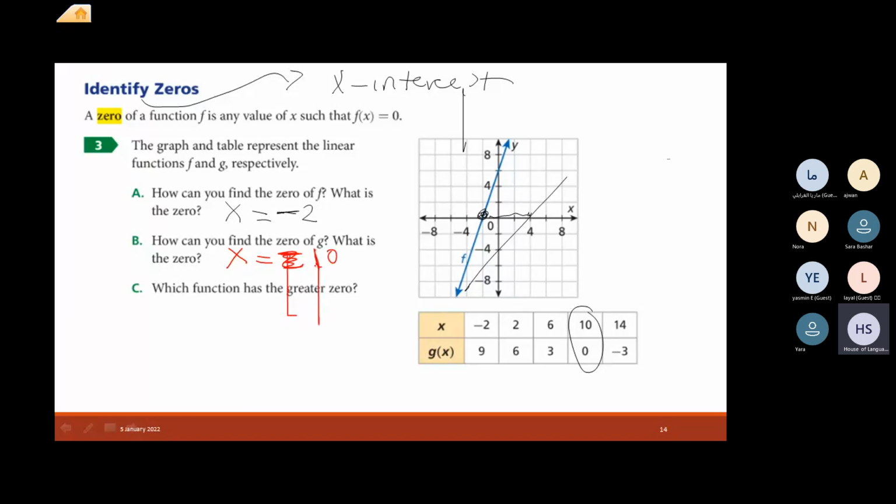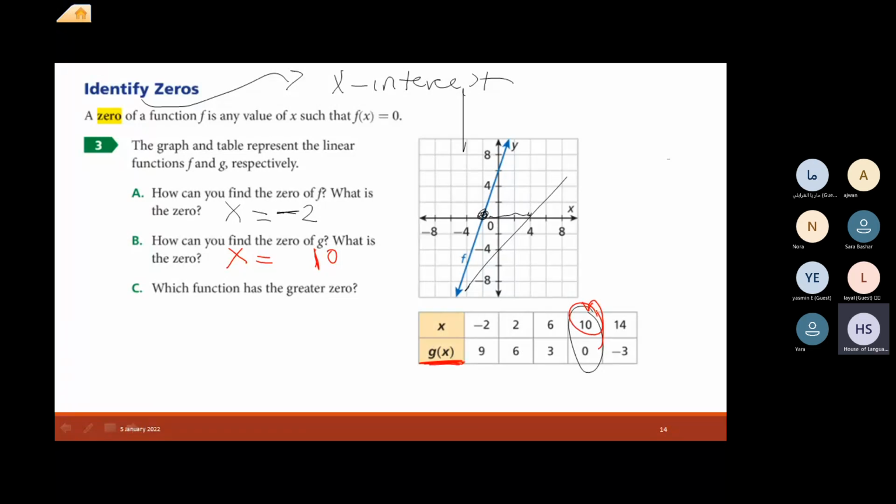Just a minute. Did you help him? I didn't understand, from the graph? Teacher, the graph is g of x, and now from the table, when g of x equals zero, what's the value of x? 10. I still don't get it, teacher. How did you get 10? I told you, when f of x or g of x equals 0, what are the values of x? 10.